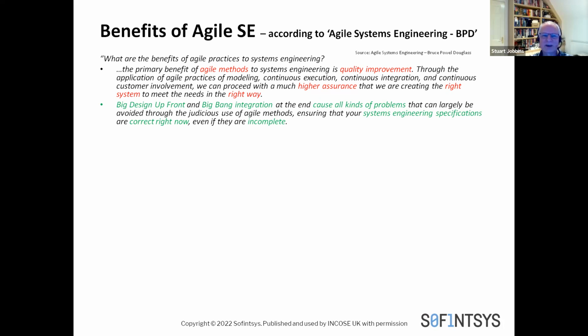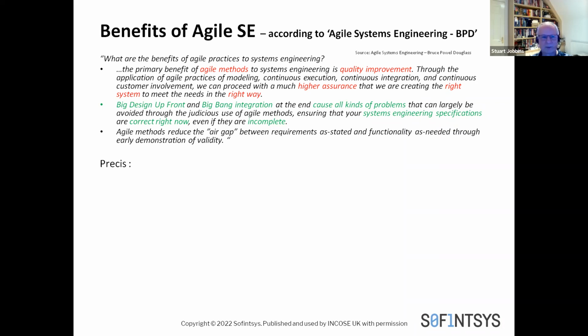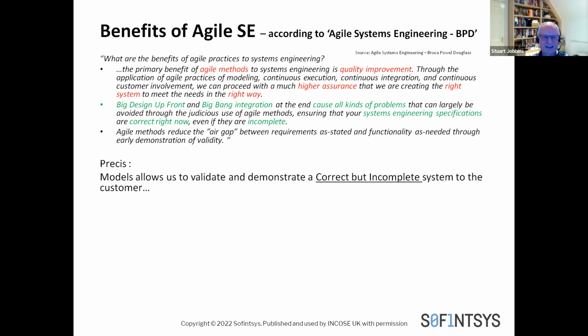So ensuring your system engineering specifications are correct right now, even if they're incomplete, sounds useful, but it actually has a bit of a problem in making sure that you only have these independent cases. Otherwise, you have a potential for invalidating what you've done previously. So I'd précis that as: models allow us to validate and demonstrate a correct but incomplete system to the customer. But I would go on to say that Mr. Powell Douglas has missed or doesn't admit that further change may invalidate that evidence because of the dependencies, basically.